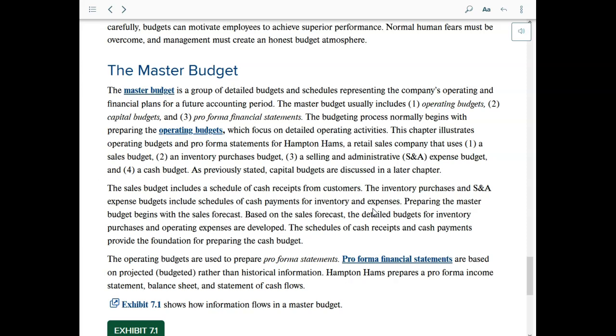Now, the master budget is just a group of detailed budgets, and we're going to cover a variety of these. You can see that we're going to talk about a sales budget, an inventory purchases budget, a selling administrative expense budget, and a cash budget. So master budget is just a group of all the operational budgets for the entire company.